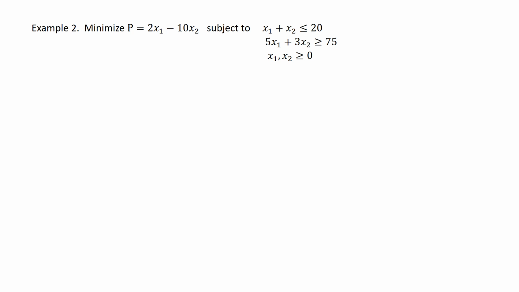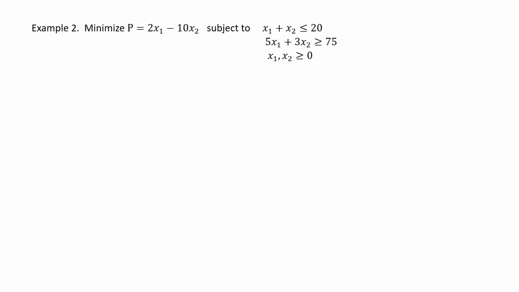For this example, we're going to minimize p equals 2x1 minus 10x2 subject to the constraints x1 plus x2 less than or equal to 20, 5x1 plus 3x2 greater than or equal to 75, and x1 and x2 greater than or equal to 0.